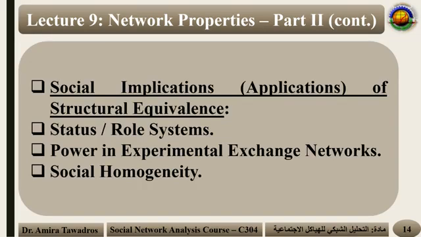Now let's discuss the social implications and social applications of structural equivalence. The literature in social network analysis shows us three examples of how the notion of node position and structural equivalence can be used in three different social applications. The first example is in status or role systems. The second example is to measure power in experimental exchange networks. And the third example is social homogeneity, and we will discuss these three examples in the following slides.